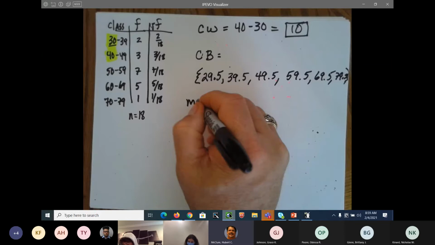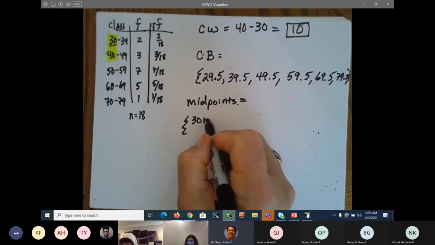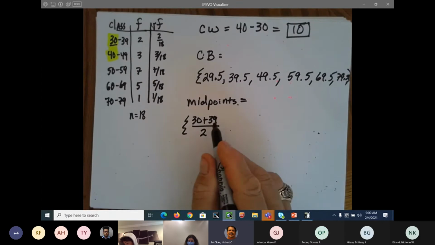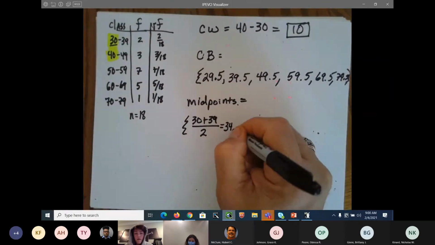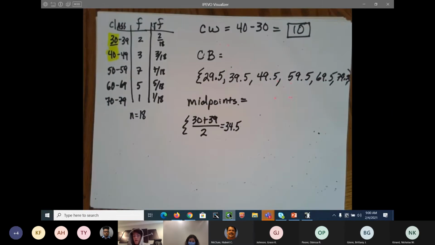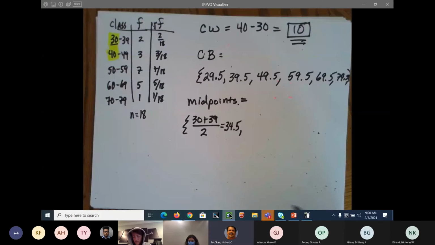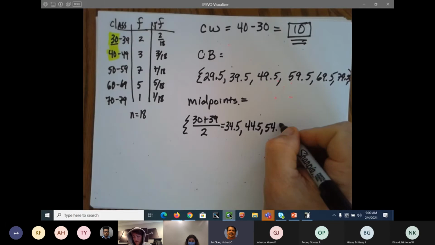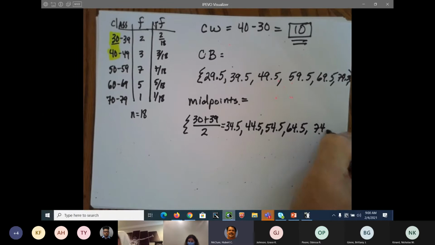And the midpoints are going to be equal to the first number, 30 plus 39, divided by 2. And somebody tell me what that is. 34.5? Is that right? Yeah. Okay, and now I'm going to add what? 10. 44.5, 54.5, 64.5, and 74.5.